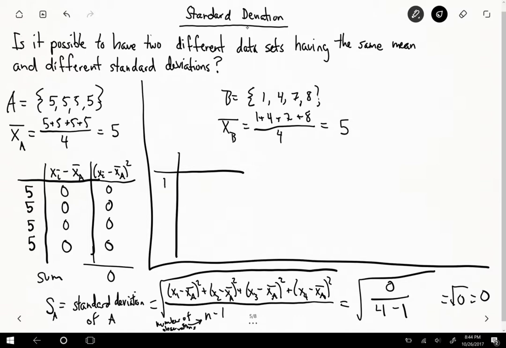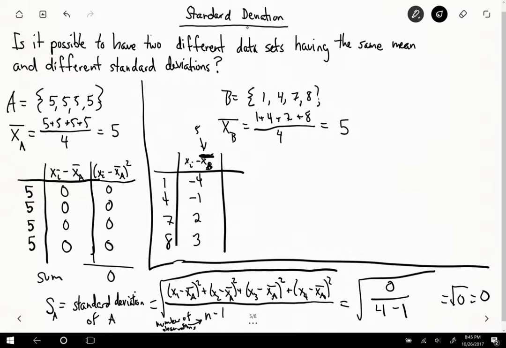So here are our observations. In this case we have 1, 4, 7, and 8. Alright, and we'll need a little bit of room for the sum down below. Okay, so we have xi minus x, in this case b bar. Notice this one has the same mean, right? So this case is also 5. But now we go 1 minus 5. Notice that's negative 4. So something a little bit more interesting. 4 minus 5 is -1. 7 minus 5 is 2. 8 minus 5 is 3.